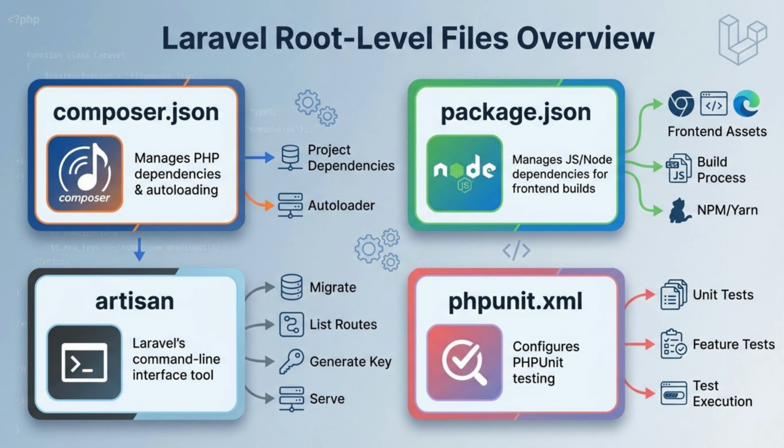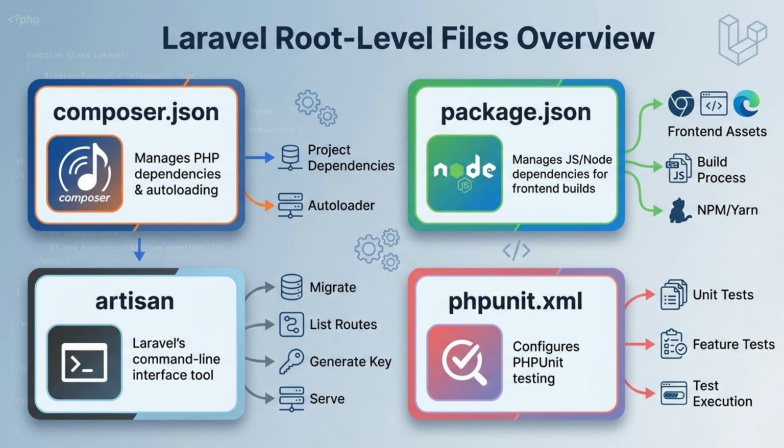It also defines auto-loading rules, telling Laravel how to automatically load your classes without manually requiring files. Working alongside Composer, the Artisan file is Laravel's command line interface, giving you access to dozens of powerful commands. With Artisan, you can generate files, run migrations, seed data, list routes, clear caches, start the development server, and much more, all from a single command line tool.